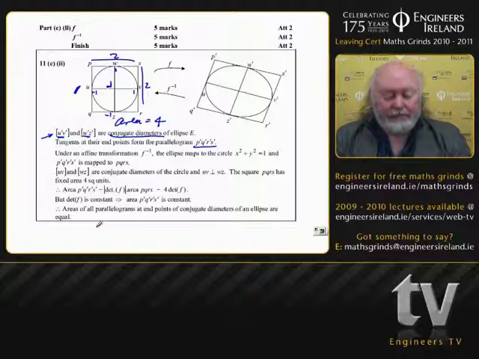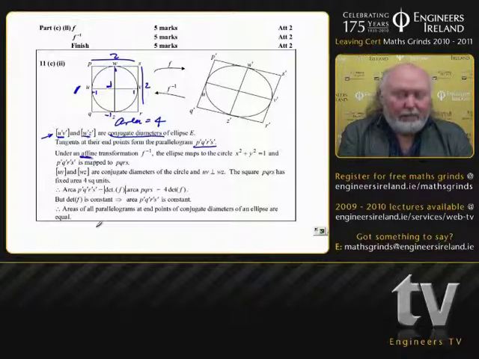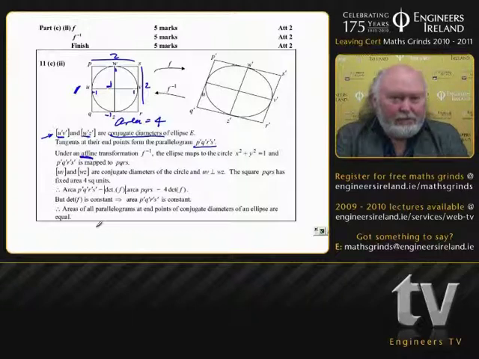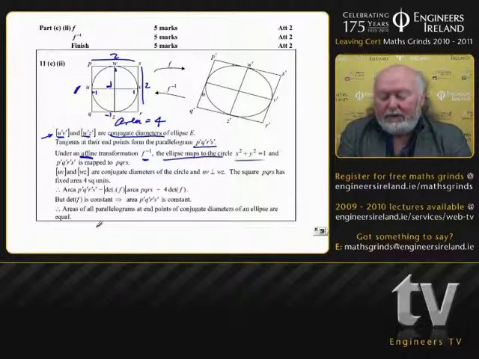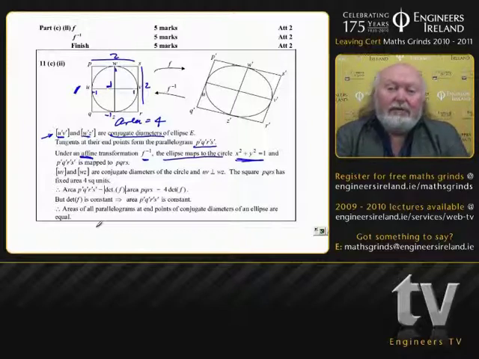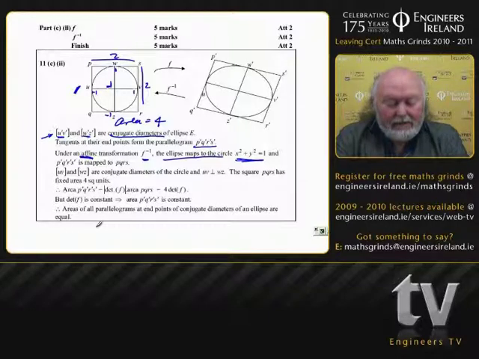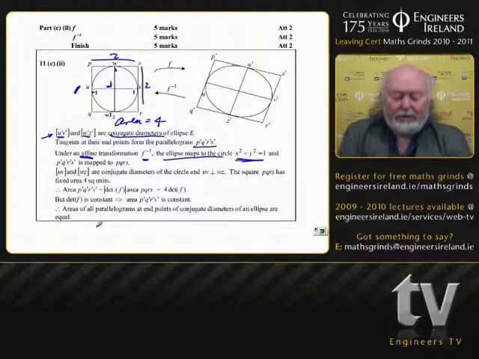Now, under an affine transformation, we're back to the first of the two that we were dealing with, the affine one. F dashed, this is the transformation. The ellipse maps to this circle. The nice thing is we don't even have to come up with the equations of it. We're just saying that the affine transformation sends us to a circle. And we're saying, what happens there?